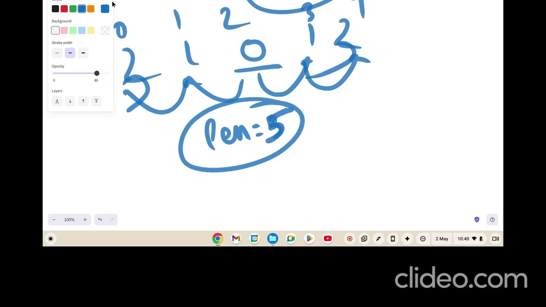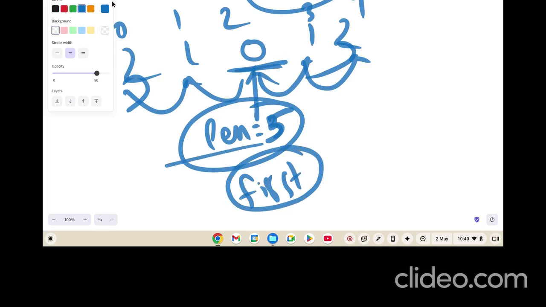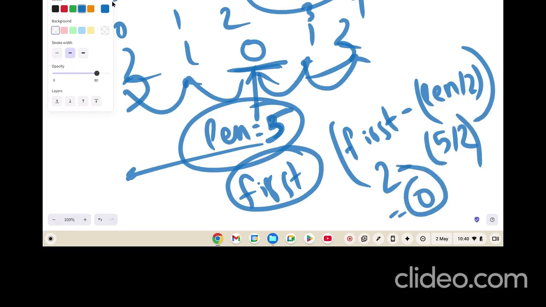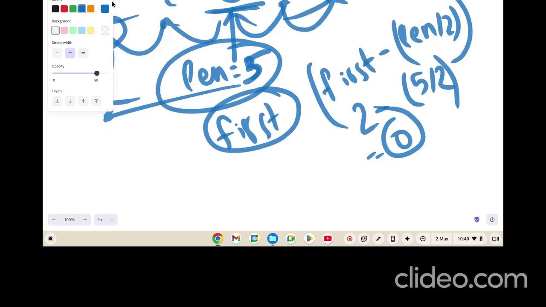So I'm saying if I want to find the max, this was my start point, let's call it first. If this was my start point, how much left should I go? Means what will be my starting point? My starting point will be first minus whatever my length was by 2. So first was at index 2, length was 5, 5 by 2 is 2, which is 0. So see, you are starting at 0.